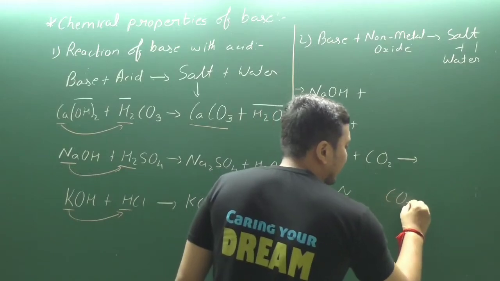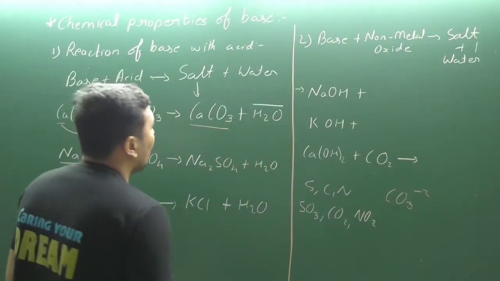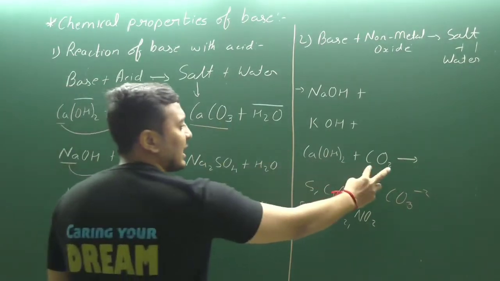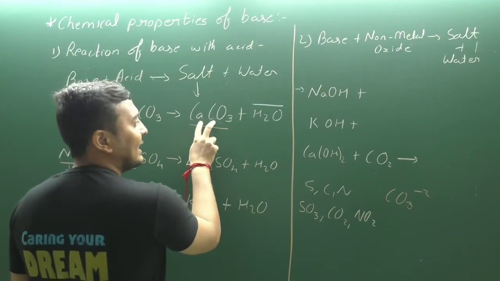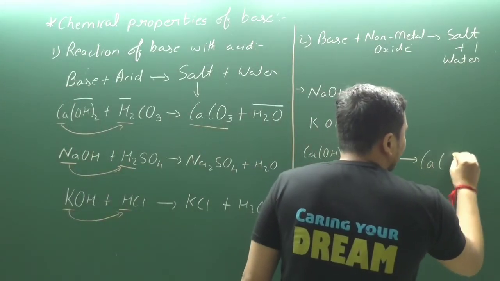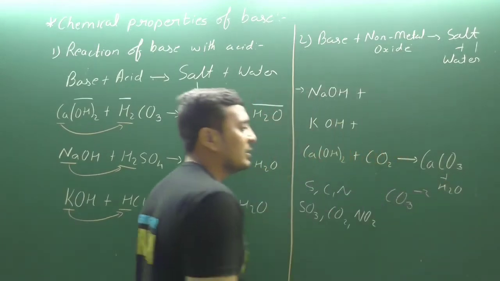It forms the carbonate ion, CO3 2-. So the salt formed here is CaCO3. When calcium reacts with carbon and oxygen, it forms an ion like CaCO3. It forms the salt CaCO3 plus release of water.